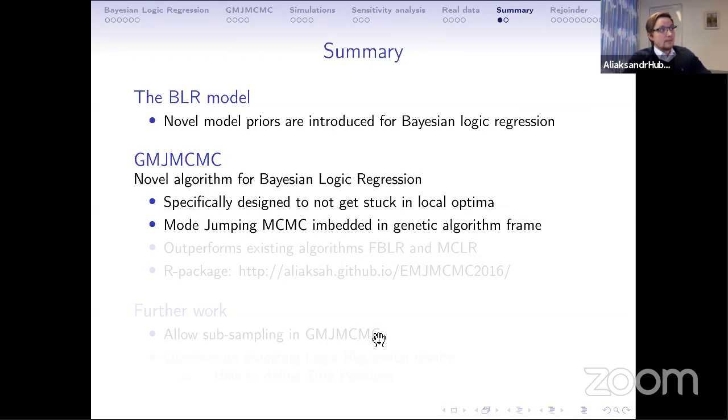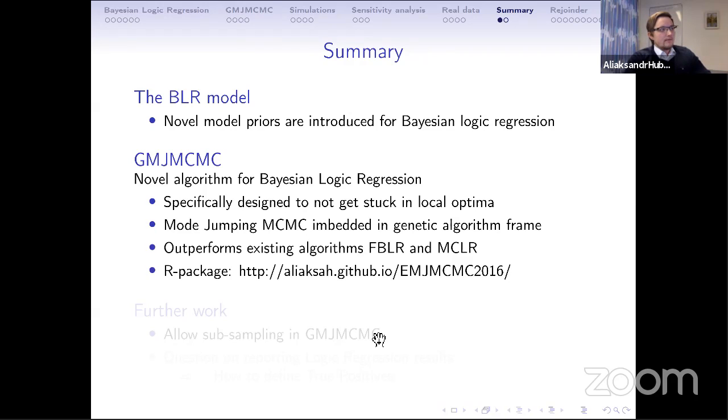So in this paper, we introduced novel model priors for Bayesian logic regressions. We also introduced a novel algorithmic approach called GMJ-MCMC, which is specifically designed to, first of all, not get stuck in local extrema, and secondly, explore a very complex space of models by embedding the MCMC into the genetic algorithm framework. We saw that the algorithm could outperform some of the baselines, and we have an R package available. And by the way, in the rejoinder, we are providing a tutorial on the R package for Bayesian logic regression.